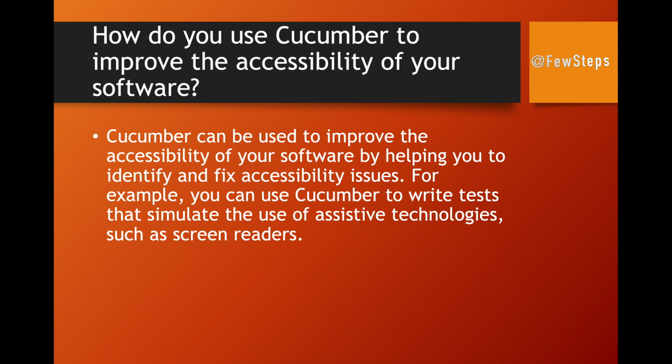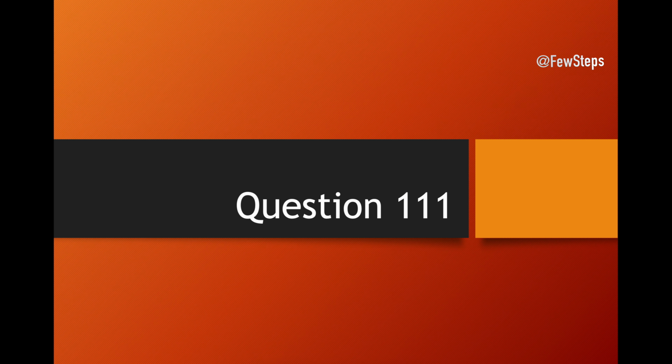Question 110. How do you use Cucumber to improve the accessibility of your software? Cucumber can be used to improve the accessibility of your software by helping you to identify and fix accessibility issues. For example, you can use Cucumber to write tests that simulate the use of assistive technologies, such as screen readers.